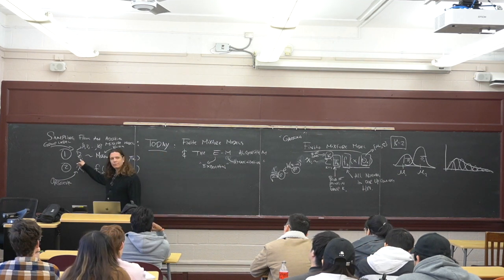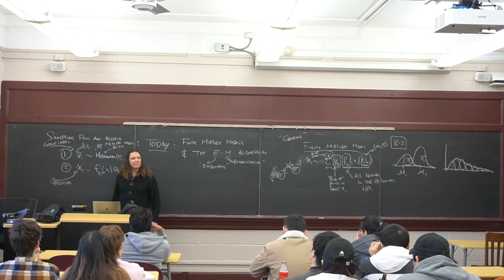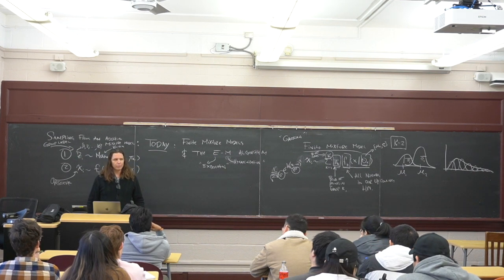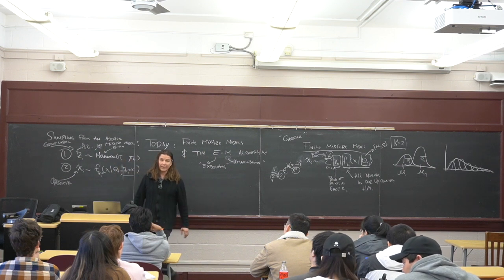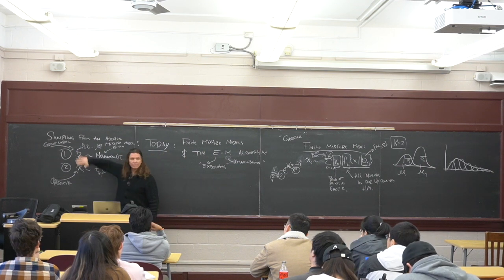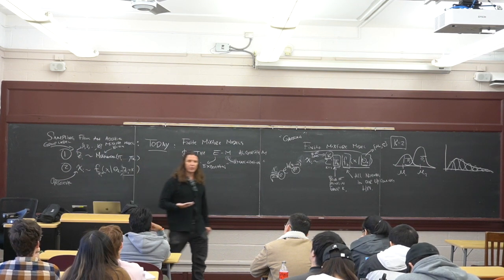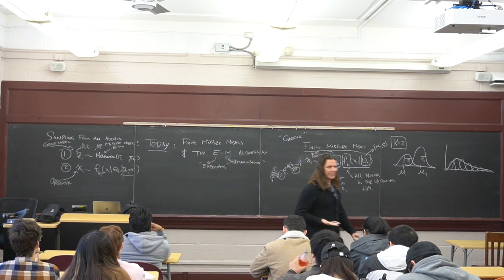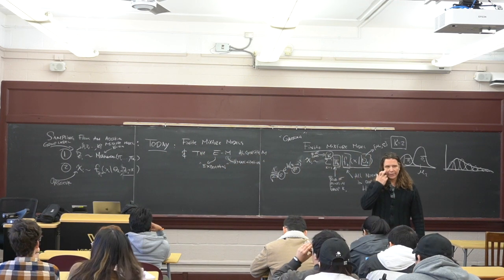This usually is not observed, so the labels. If you observe this, it's called supervised learning. I get to know the groups, I get to know the labels on everything. If you don't get to see this, this is called unsupervised learning. So you have to figure out from the structure of the data what are the groups in everything.